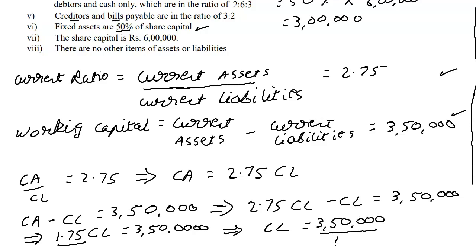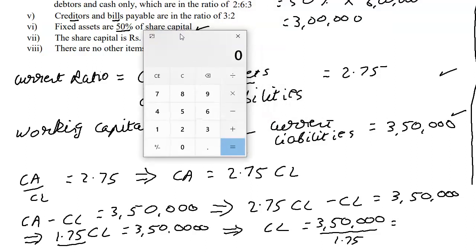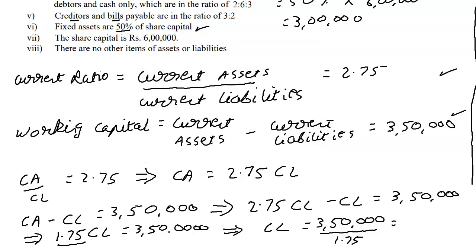upon 1.75, and therefore your current liabilities is equal to 3,50,000 upon 1.75. Okay, 2 lakhs. So we have 2 lakhs over here.